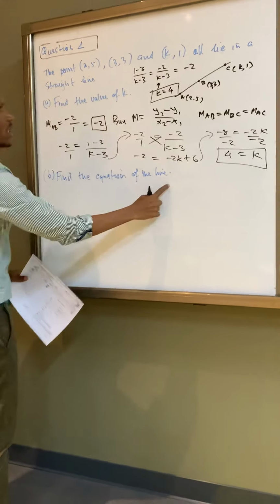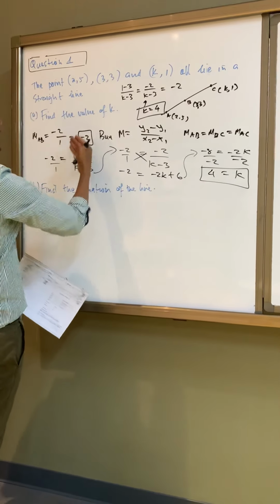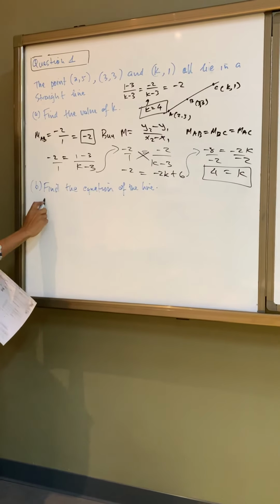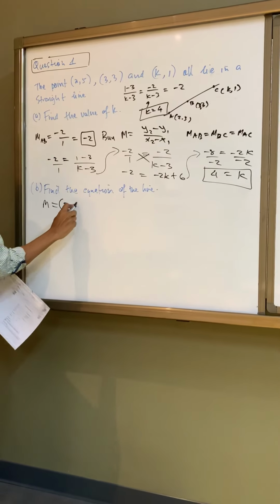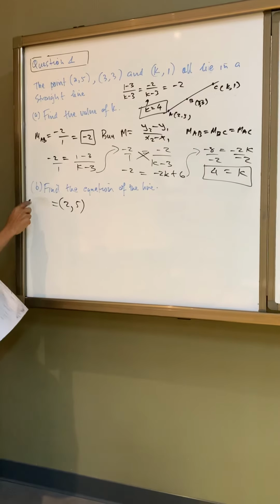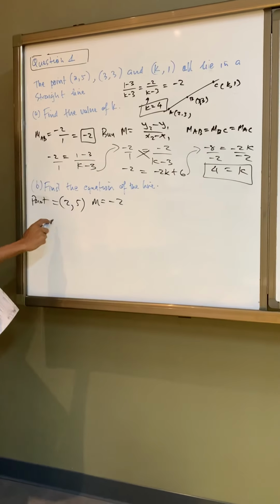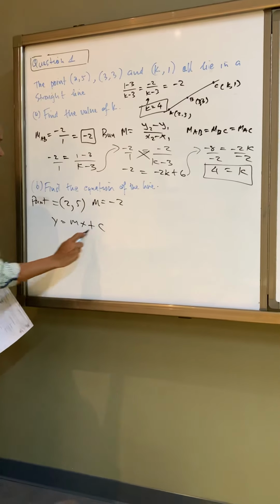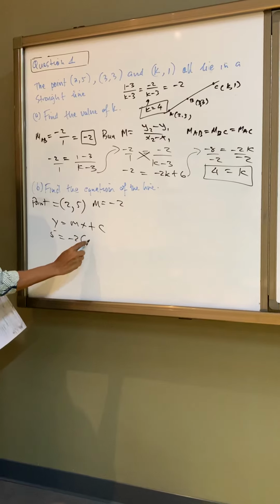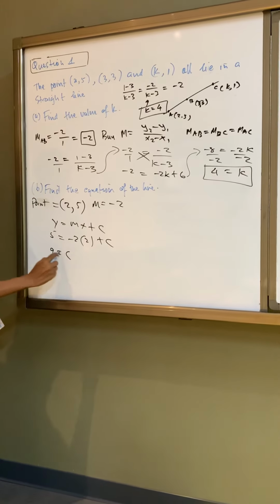Now find the equation of the line. To find the equation of the line, I know what the gradient is, and I choose one of those points. So the point is (2, 5), and the gradient is minus 2. So y is equal to mx plus c, and then your y here is 5, m is negative 2, x is 2, plus c, and that will be 9 is equal to c.